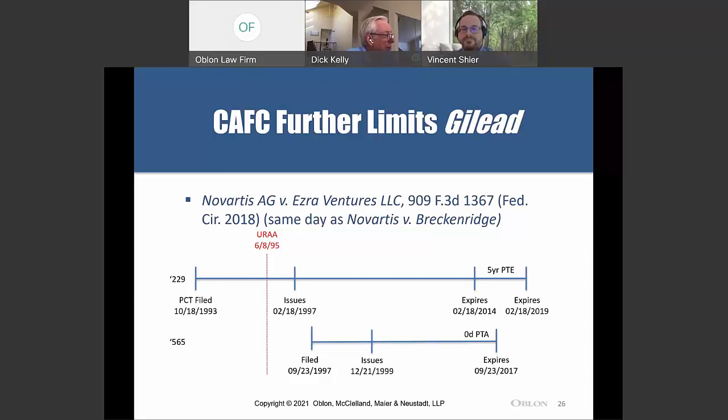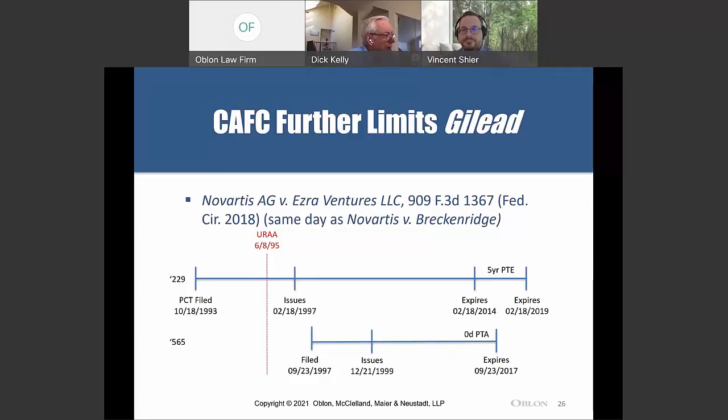Here it looks like the 229 was going to get the longest PTE because of the way that's calculated, since clinical trials were probably begun before the filing or at about the time of the filing in 1993, which is why they get 5 years of PTE.